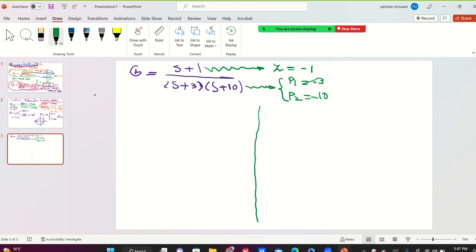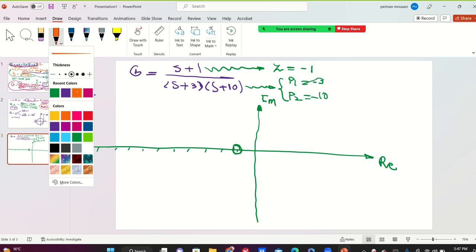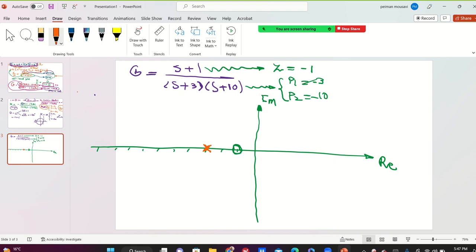Then you're going to plot it in here. Imaginary, real. I told you that you're going to show zeros by a circle like this, minus one here. And you're going to show the poles by a cross at minus three, and minus 10, 4, 5, 6, 7, 8, 9, 10. Okay. So you have two poles and one zero. I told you in the root locus, we are moving from the poles to what? Zeros. But it's obvious that two poles cannot move toward one zero. One of them is extra.